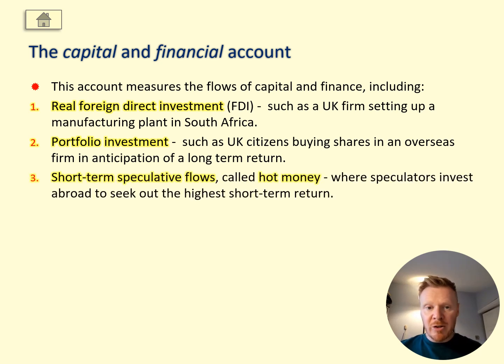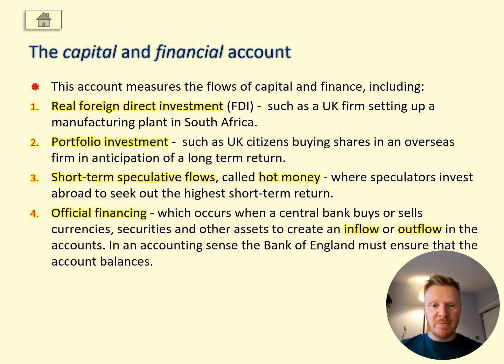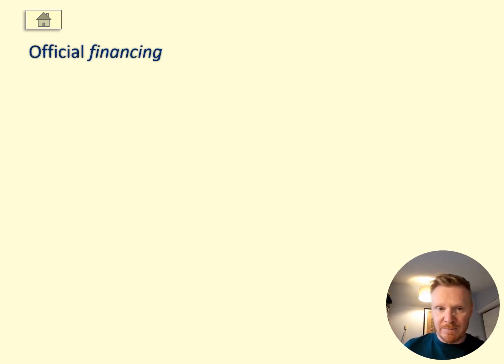Short-term speculative flows, sometimes called hot money, where speculators invest abroad to seek out the highest short-term return for their investment. Four, official financing, which occurs when a central bank buys or sells currencies, securities, and other assets to create an inflow or outflow in the accounts. In an accounting sense, the Bank of England must ensure that all the accounts balance.